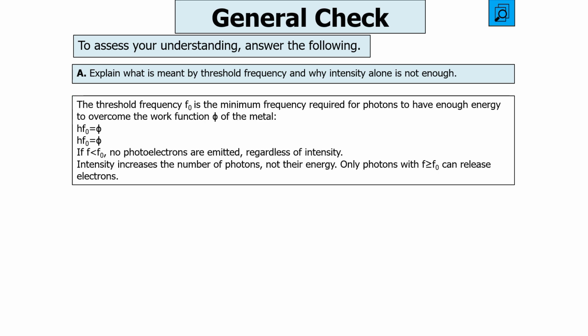So, the threshold frequency is the minimum frequency required for photons to have enough energy to overcome the work function of the metal. We know h times f0 is equal to the work function. So if the f0 is greater than f, no photoelectrons will be emitted regardless of the intensity. Intensity increases the number of photons that would hit the metal, not the energy of each photon. Only photons with a frequency greater than the threshold frequency can release electrons from the metal.